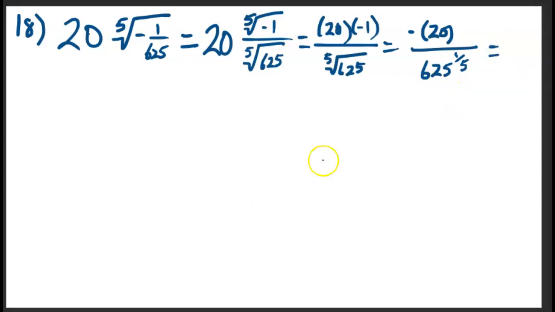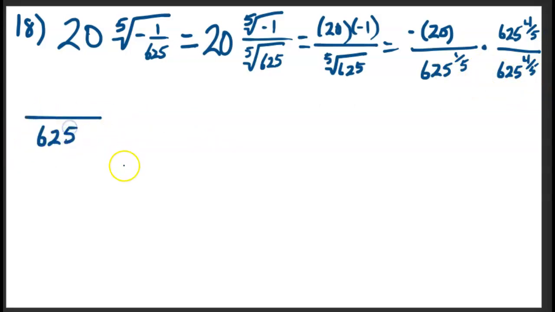Why do I do that? Sorry, I don't want to put the equal sign there. So that I can multiply top and bottom by what's called the conjugate, 625 to the 4/5. Why 625 to the 4/5? Notice what that does on the bottom. 1/5 plus 4/5 is 1, so I have 625 downstairs. Upstairs I have that negative sign, I have 20, and that's multiplied to 625 to the 4/5. Okay.